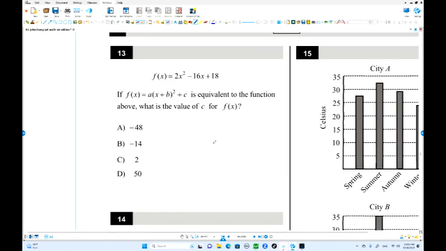The number 13, what is the equivalent to this one? They are equivalent. What is the value we see? That is a vertex form. Maybe better to change this to vertex form. That is better, okay? 2 is out, inside the parentheses, what? This is 8x and the plus 18.